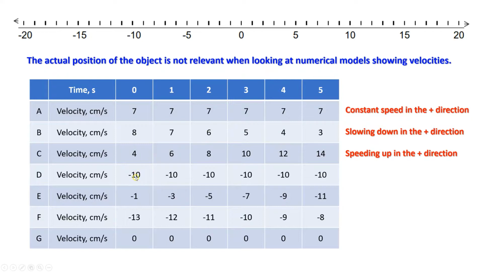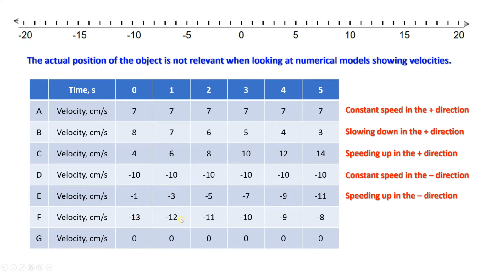Now for D, the value stays constant, which means we have a constant velocity of -10, which means it's a constant speed but in the negative direction. Object E, velocities are negative, so it's moving in the negative direction, but the speed goes from 1 to 3 to 5 to 7, 9, 11, so it's speeding up while moving in the negative direction.